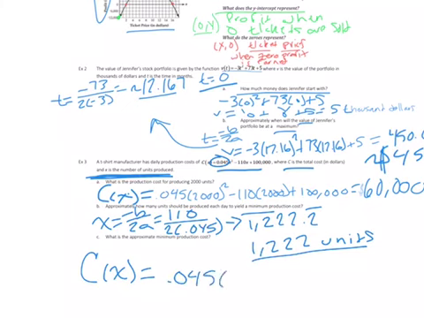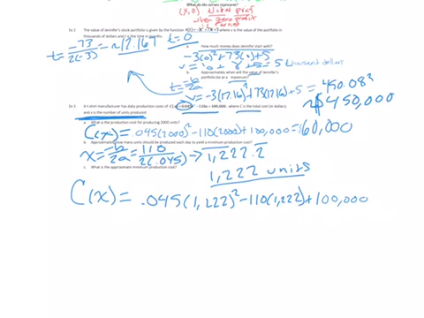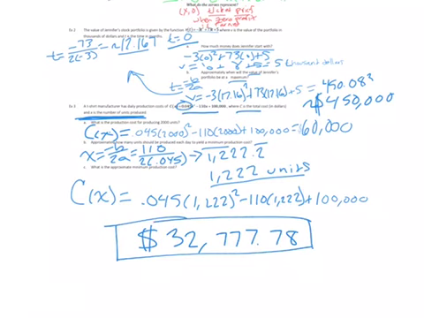Oops, not going to be 2,000. It's going to be 0.045 times 1,222 squared minus 110 times 1,222 plus 100,000. That answer, when you calculate it all out, is going to be roughly 32,777.78. So this is the minimum production cost. And again, this is all done by just finding the y value of the equation that they give us.